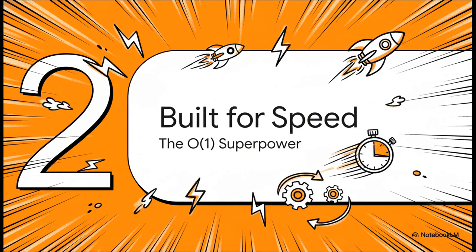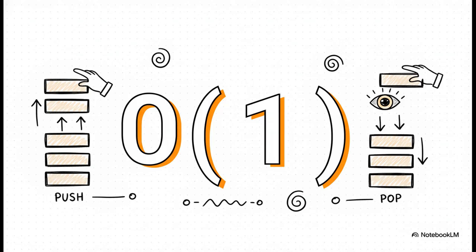Now, these 3 simple operations, push, pop, and peek, are what lead to the stack's most amazing feature: its unbelievable speed. In the world of computer science, we talk about efficiency using something called Big O notation. And let me tell you, the stack has a genuine superpower. It's called O of 1. O(1). It stands for constant time. And in performance terms, this is pretty much the holy grail. All 3 of those operations, push, pop, and peek, are O(1).